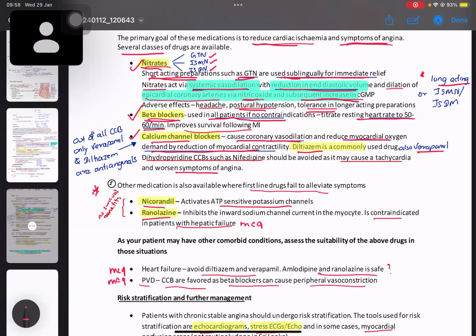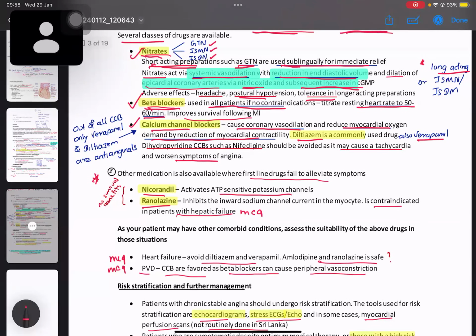So be brief in your answers. Like beta blockers, you should try to restrain heart rate to 50 to 60 beats per minute. There is no survival benefit in chronic stable angina for beta blockers, but there is survival benefit for beta blockers in myocardial infarction. That means in acute coronary syndrome, there is survival benefit.